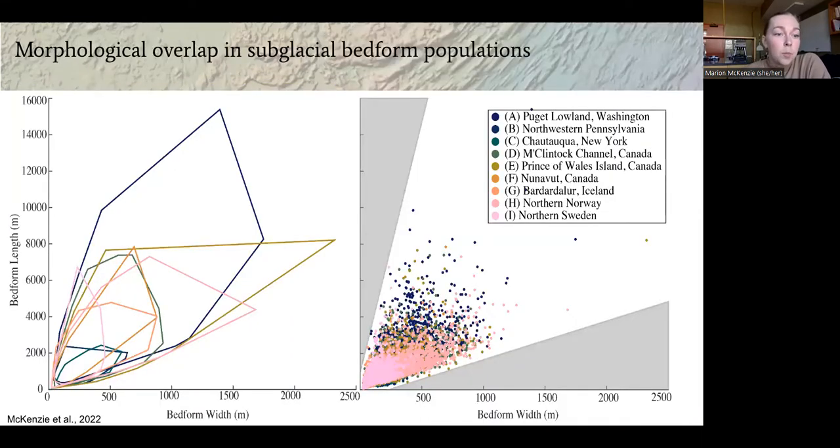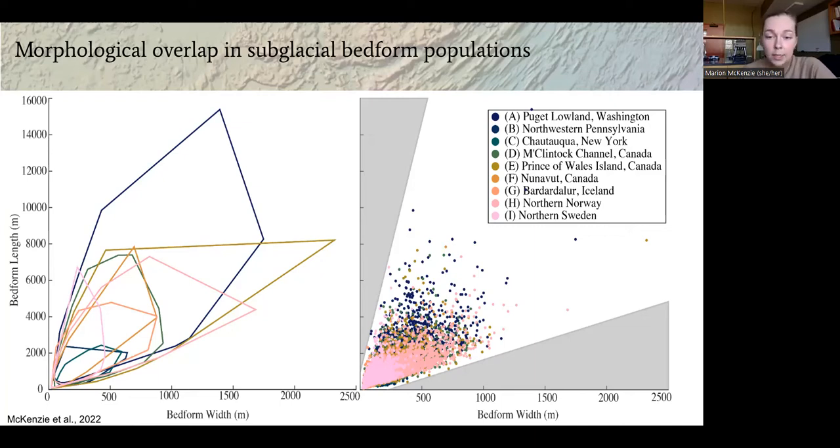When looking at the morphometrics of these bedforms, along the x-axis we have bedform width and on the y-axis bedform length. On the right, each point represents a singular bedform identified in this work, colored by the site in which it was identified. And on the left, this is a convex hull outline of where these bedforms exist in the width versus length distribution in order to better see the overlap of the sites.